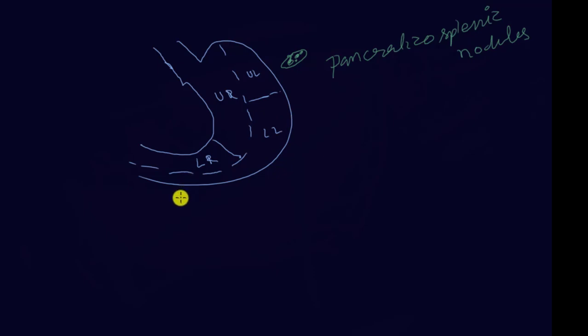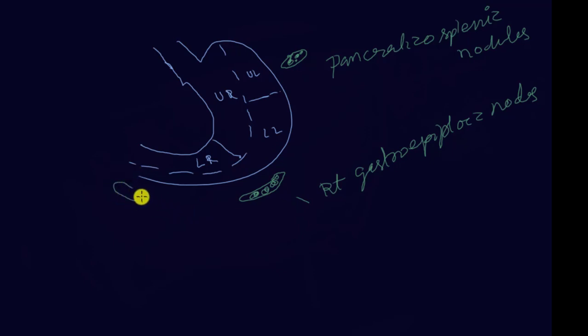Okay, and here you will find some lymph nodes at this point. These lymph nodes are known as your right gastroepiploic nodes. Like that. Here at the pyloric part, you will find some lymph nodes. These lymph nodes are known as the pyloric nodes.